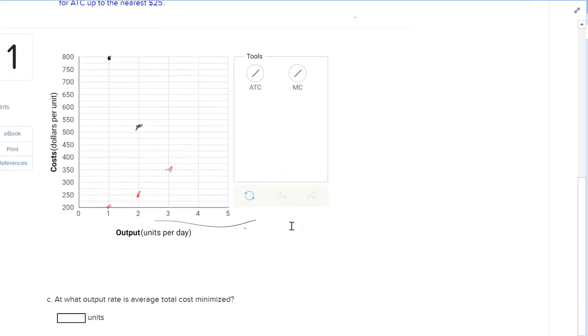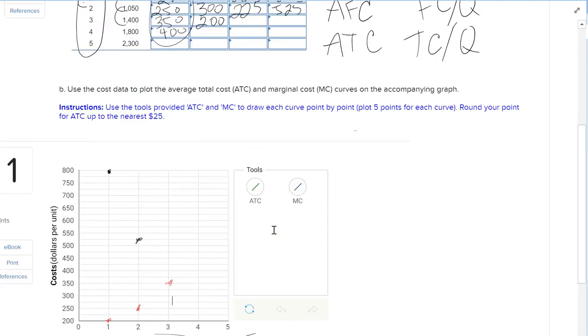And then the last part of this one, after you've graphed those two curves, is they ask you at what output rate is average total cost minimized.